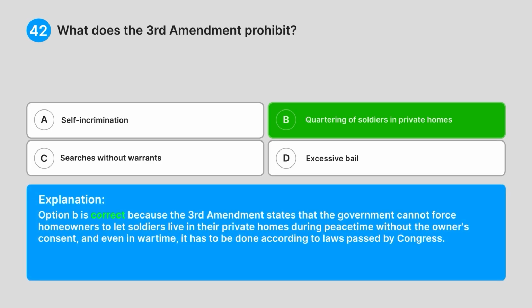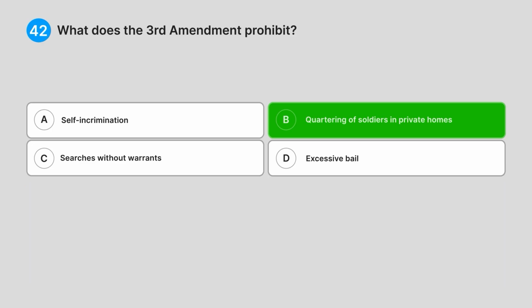Explanation. Option B is correct because the Third Amendment states that the government cannot force homeowners to let soldiers live in their private homes during peacetime without the owner's consent. And even in wartime, it has to be done according to laws passed by Congress.